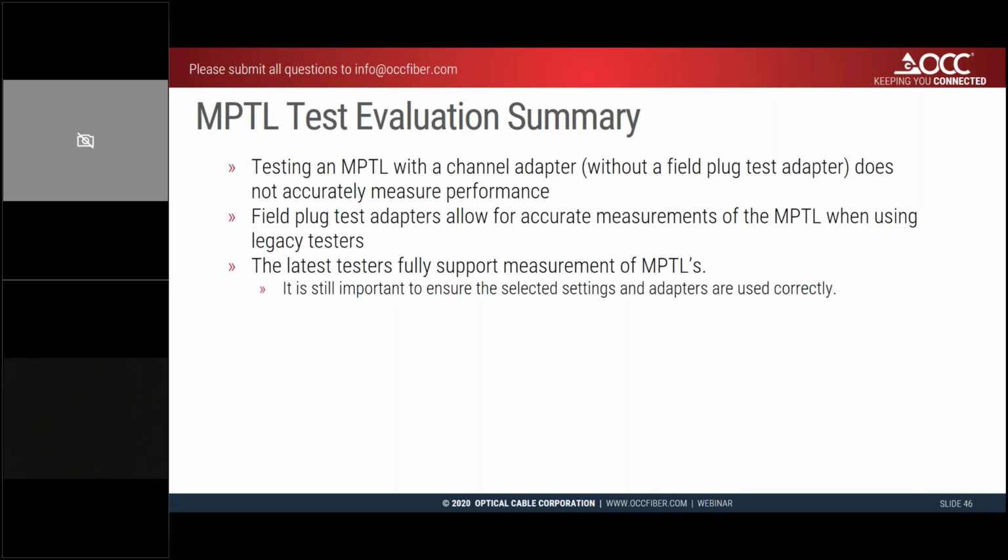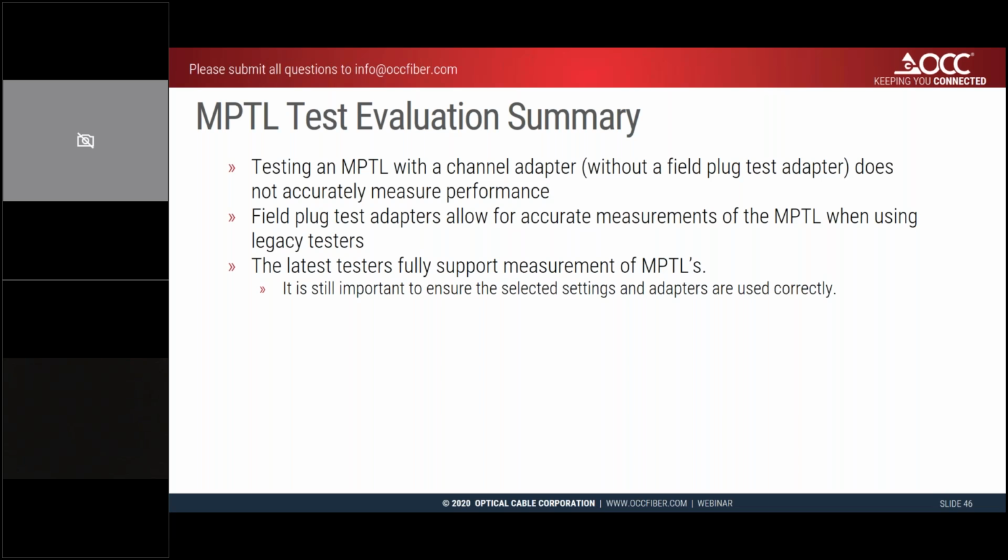And so in summary, testing a mod plug terminated link with a channel adapter does not accurately measure performance. I hope you all walk away from this realizing that. Field plug test adapters will allow for accurate measurements of NPTLs if you're using legacy testers. So if you've got an old tester, please have an OCC field plug test adapter on hand so that way you can get the correct results and you won't get some of that really bad data like we were showing earlier.